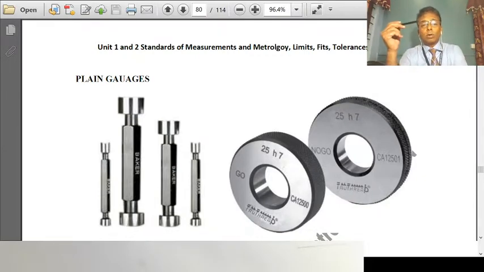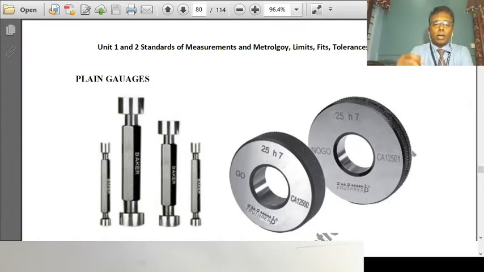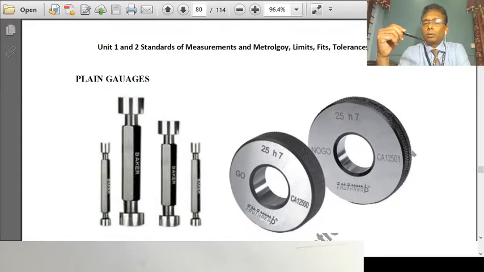Let us understand what values we need to find out in a systematic way. And if you follow my previous video and today's video, you should be able to understand the design of gauges relatively easily.